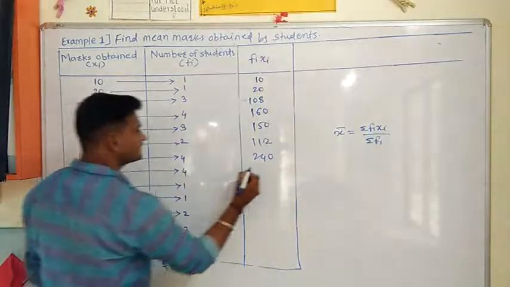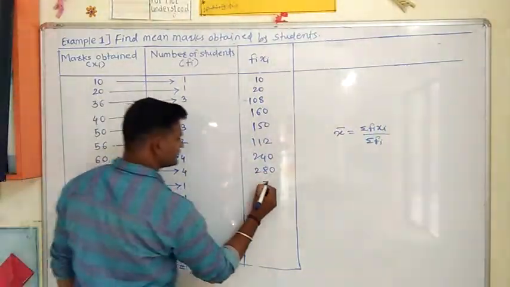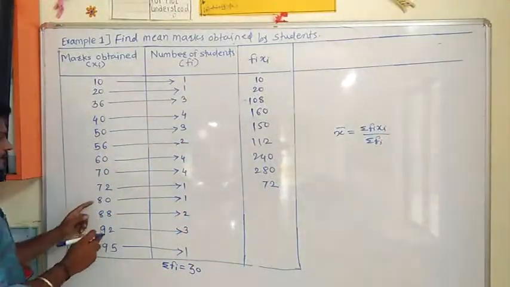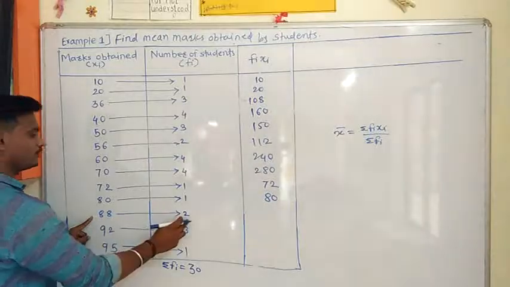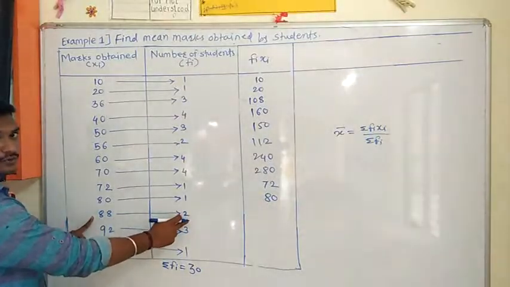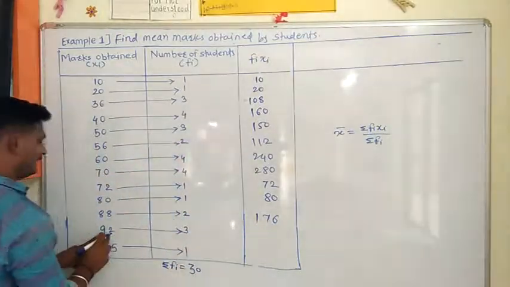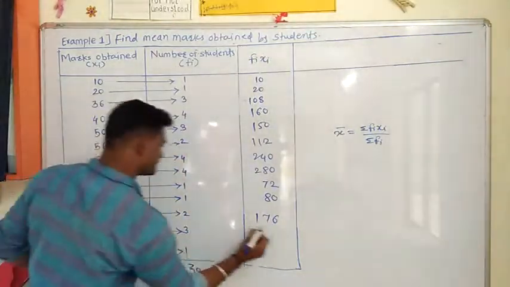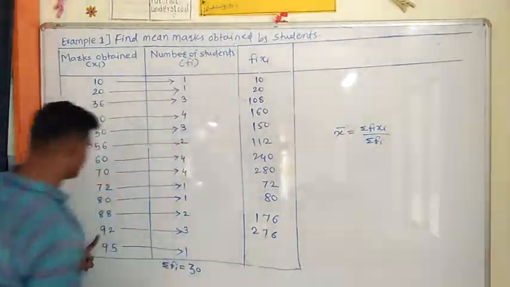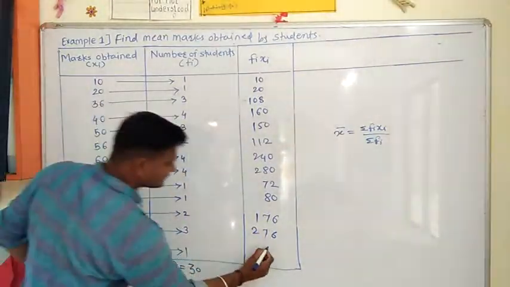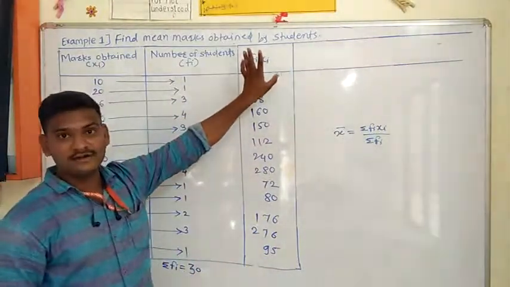And 70 into 4 is 280. Then 72 into 1 is 72. 80 into 1 is 80. Then again, 88 into 2 is how much? That is 176. Then 92 into 3, 3 2s are 6 and 3 9s are 27, we got 276. 95 into 1 is 95. Now we got all the fi into xi.